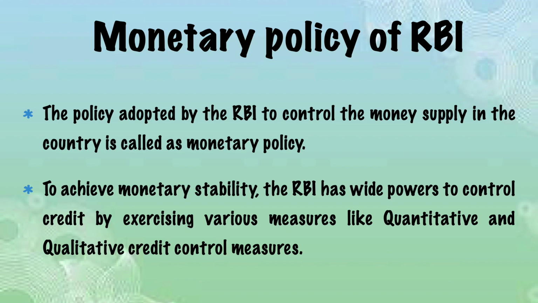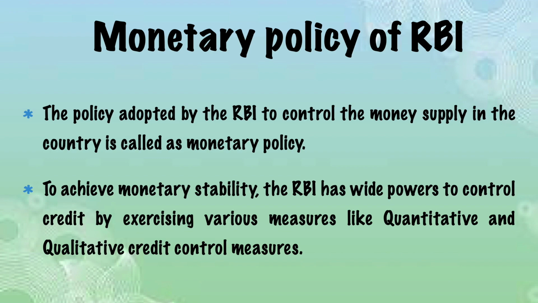Now, as we know, monetary means what? Money, right? Monetary, money supply, right? The entire aim or goal of monetary policy is making sure there is price stability with growth. How does RBI control the money supply? It is to make sure there is price stability in the market along with growth.